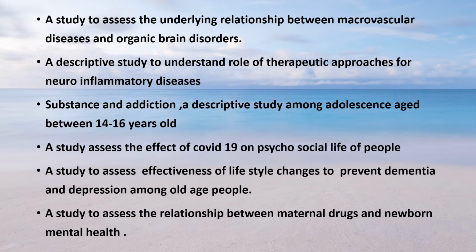Then another topic, a study to assess the underlying relationship between macrovascular diseases and organic brain disorders. Organic brain disorders include delirium and dementia. All these things come under organic brain disorder. Either you can write the relationship between macrovascular diseases and dementia, or macrovascular diseases and delirium. So like that also you can write.